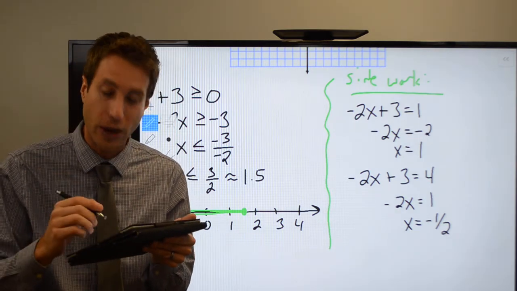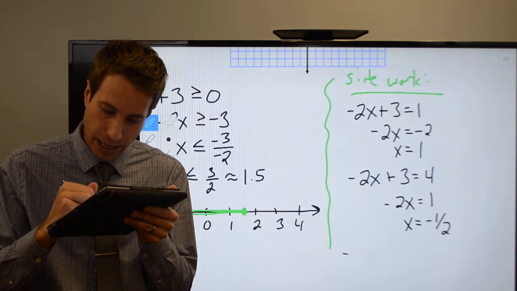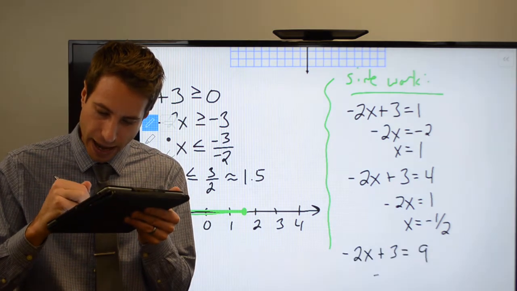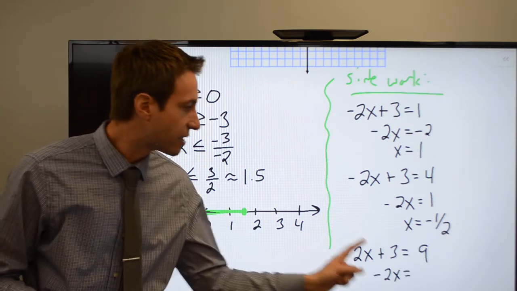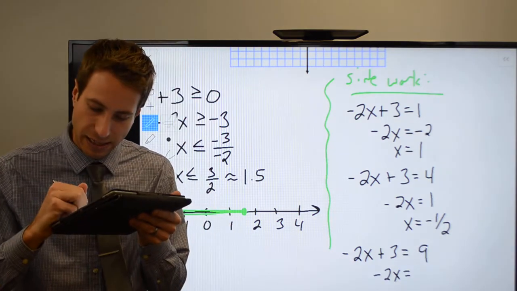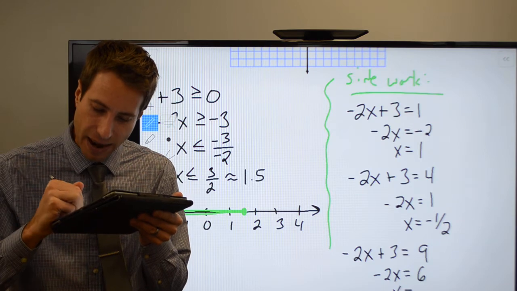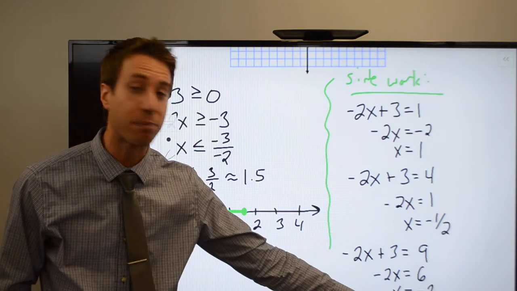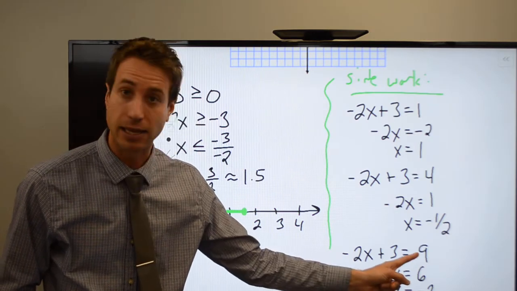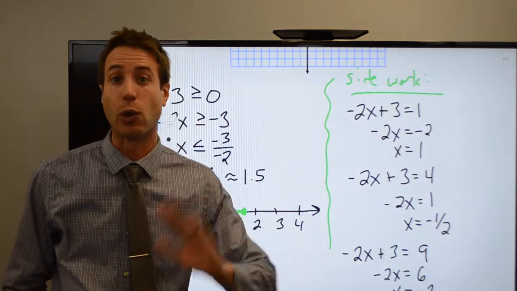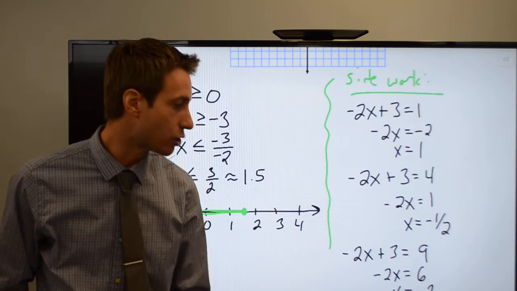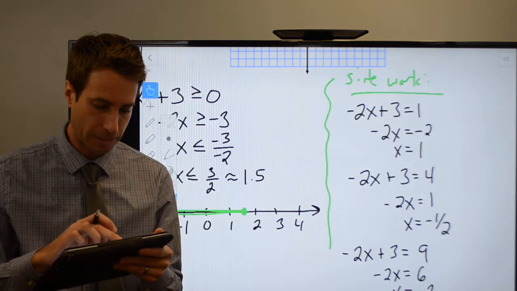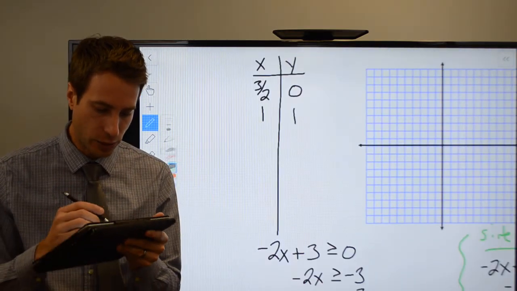My next perfect square is going to be a 9. So negative 2x plus 3 is equal to 9. Let's solve that. Negative 2x is equal to, I subtract 3 from the other side. That's going to leave me with a 6. Divide by a negative 2, and I wind up with a minus 3. All right, so that's perfect. I know if I plug in a negative 3, my radicand is going to come out to be a 9, and the square root of 9 is 3. So my next point is negative 3, 3. So we'll plug that into my table.